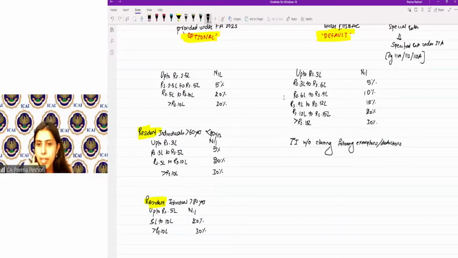What is the difference between exemptions and deductions, students? What is the difference between exemptions and deductions? I hope by CA Final you would have been aware of it. Very basic question.